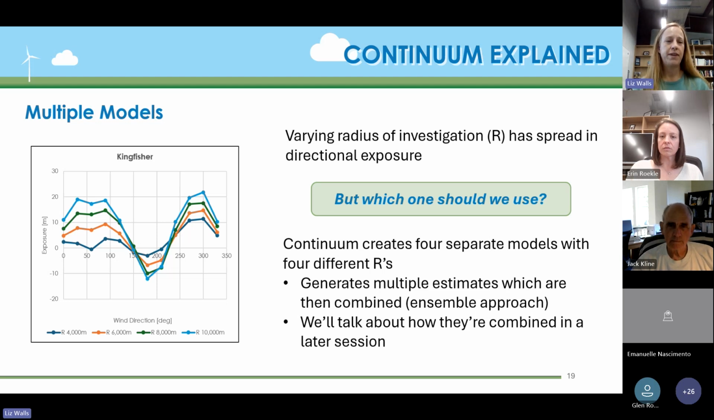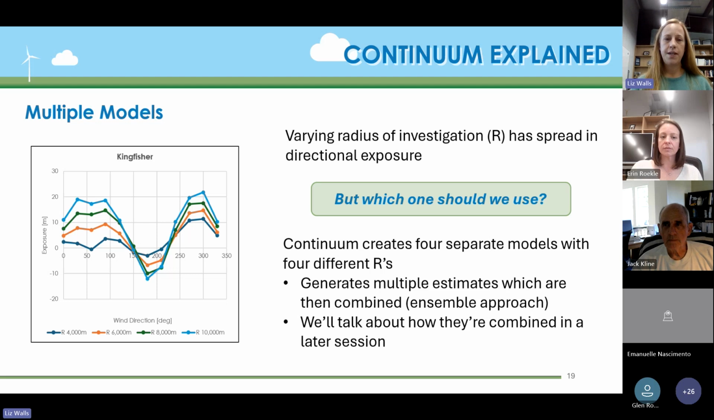And what we found in our experience is that at one site, when doing a wind flow model, you might get really good results using a radius of investigation of 4,000 meters. Whereas at a different site, you might get really good results using a radius of 10,000 meters. From my experience, the best model is usually between those radii. But when creating the Continuum model, one of the main ideas was that this should be a universal model that would be applied consistently from site to site without having to pick and choose which radius of investigation to use at each location.